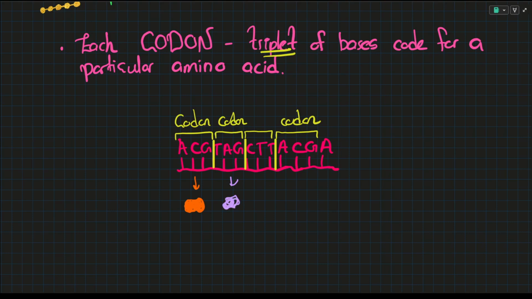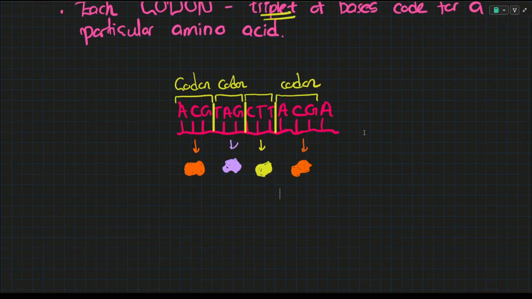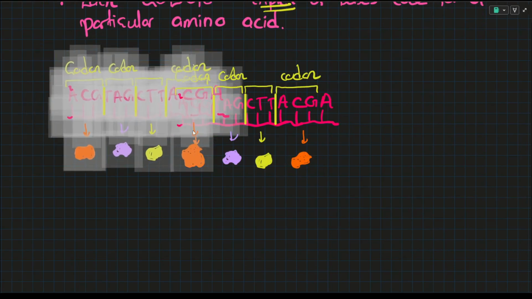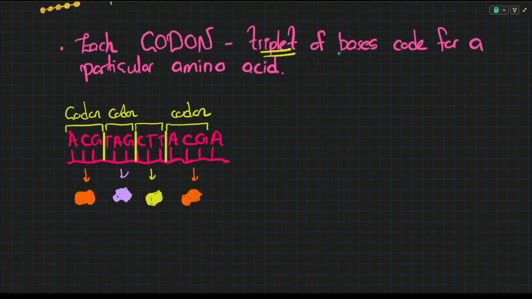TAG would code for this amino acid. And then CTT would code for this particular amino acid. ACG, now you see, ACG here, we have another ACG. So this is also going to code for the exact same amino acid that ACG codes. Now this is known as the universal genetic code.